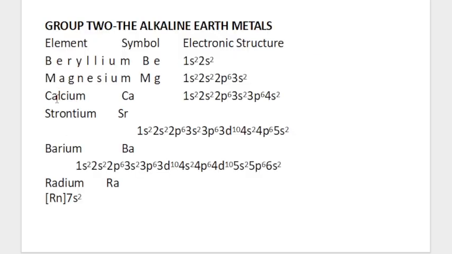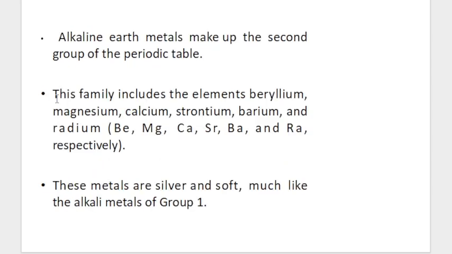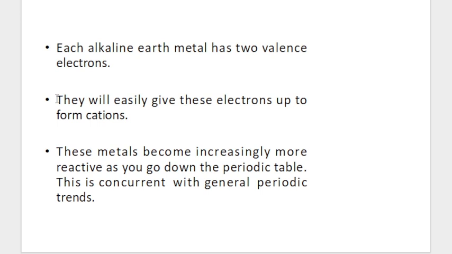Then we go into group 2 metals, which are your alkaline earth metals. The elements include beryllium, magnesium, calcium, strontium, barium, and radium. Alkaline earth metals make up the second group of the periodic table, which implies that they all have 2 electrons in their outermost shell. This family includes the aforementioned elements. The metals are silver and soft, much like the alkali metals of group 1. Each alkaline earth metal has 2 electrons in the outermost shell, and they will easily give these 2 electrons up to form cations.